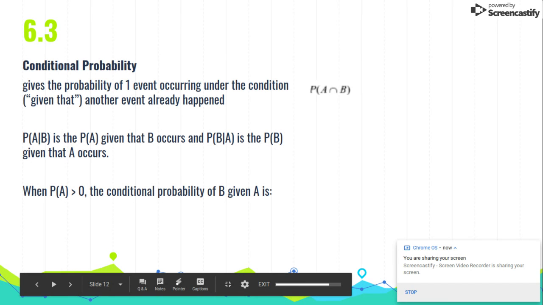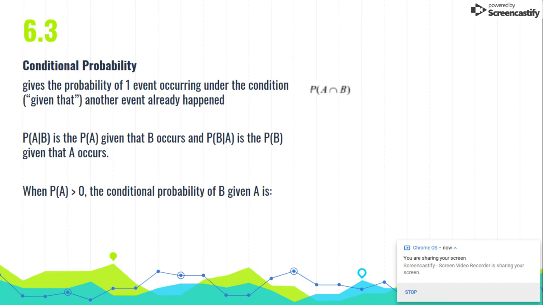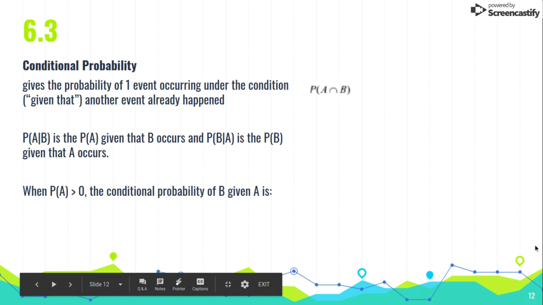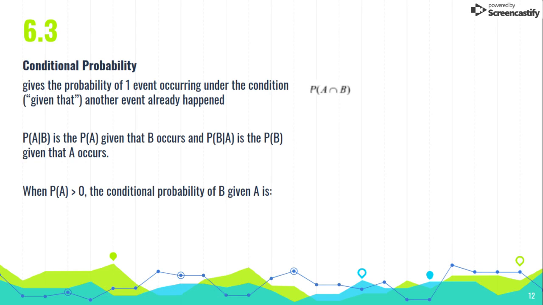Conditional probability gives the probability of one event occurring under the condition, given that another event already happened. The mark you see between A and B just means A, given that B already happened. So the probability of A, mark B, is the probability of A given that B occurs.